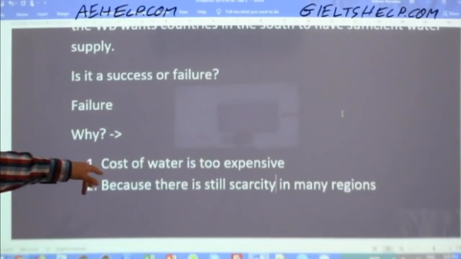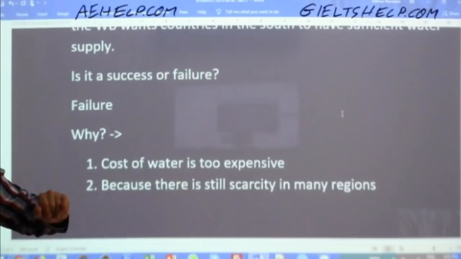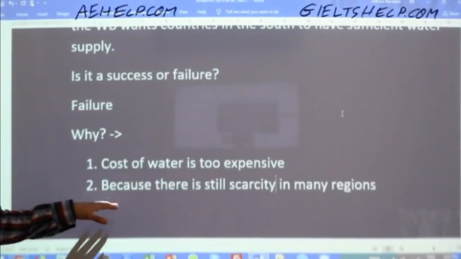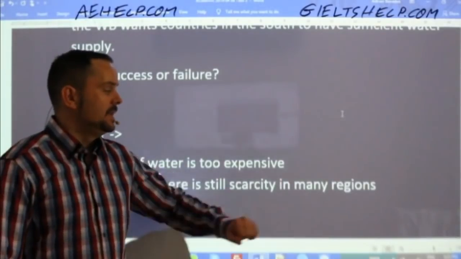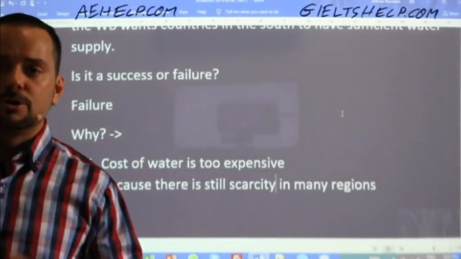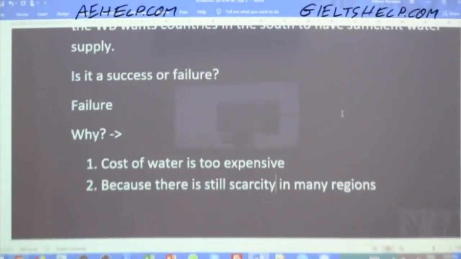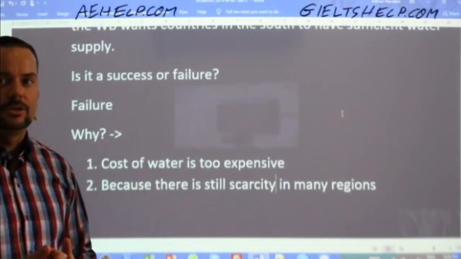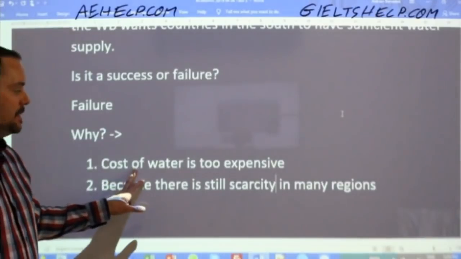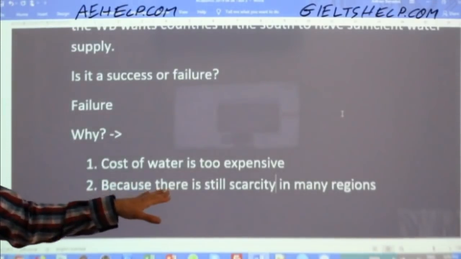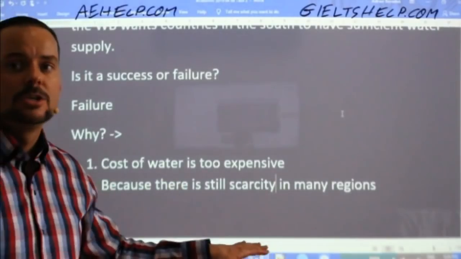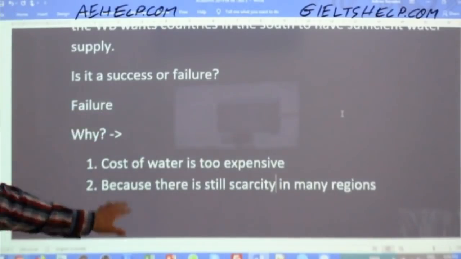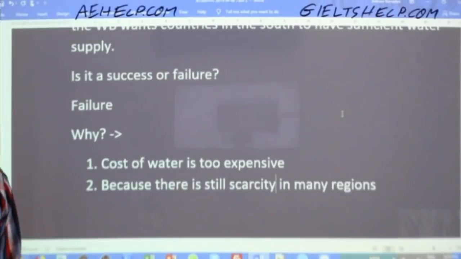Okay, so really good. Which one should be first paragraph? Which one should be second paragraph? So, should cost of water is too expensive be the first body paragraph? Or should scarcity be the first body paragraph? Which one's better to put as my first body paragraph, members? What do you think? Logically, what does your logic tell you? No positive here. So Rahul, I'm not doing positive, negative. I'm just doing failure with 2 points.